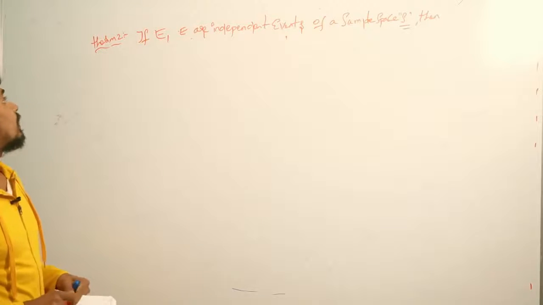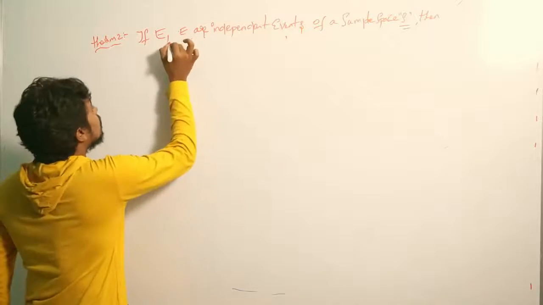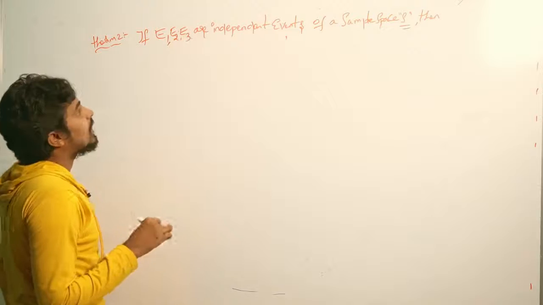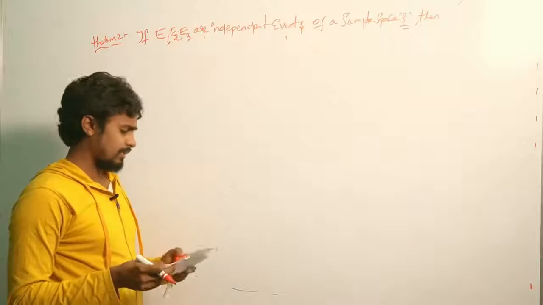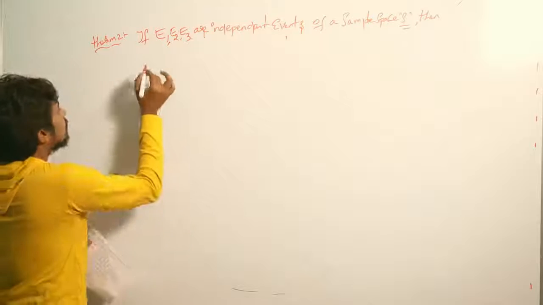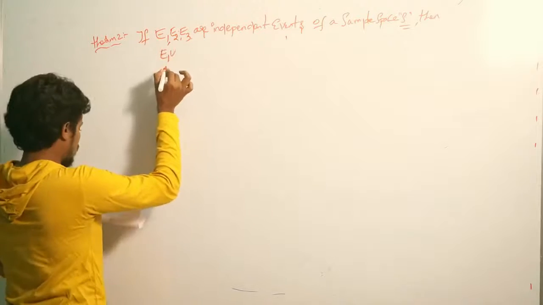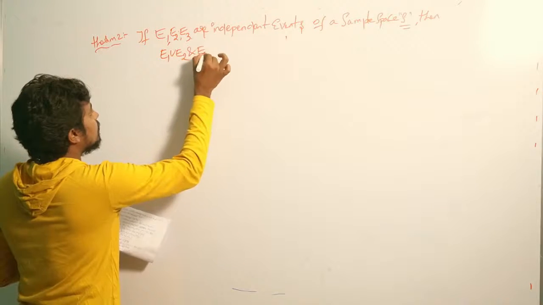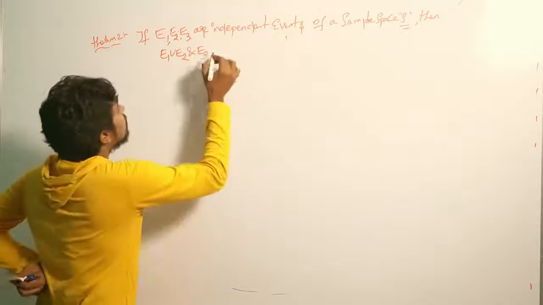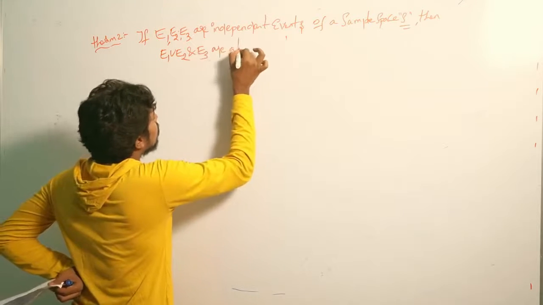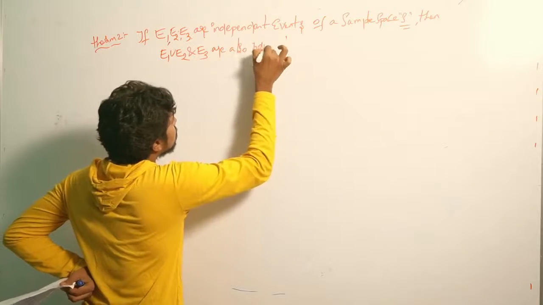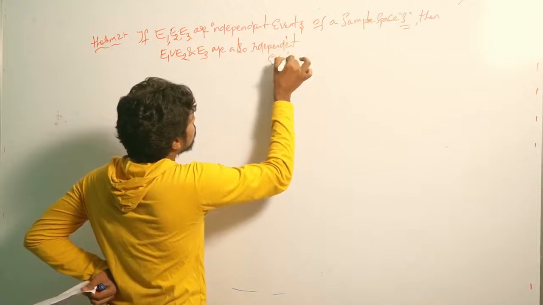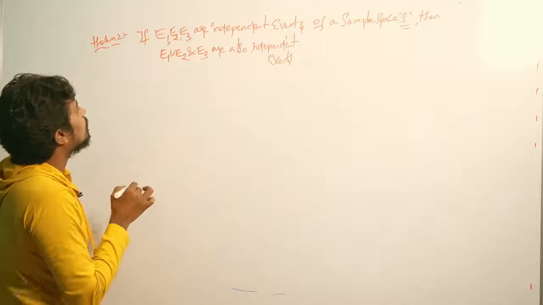Here, what is the given? E1, E2, E3 are independent events of a sample space. Yes, then E1 union E2 and E3 are also independent events. Let's solve this.